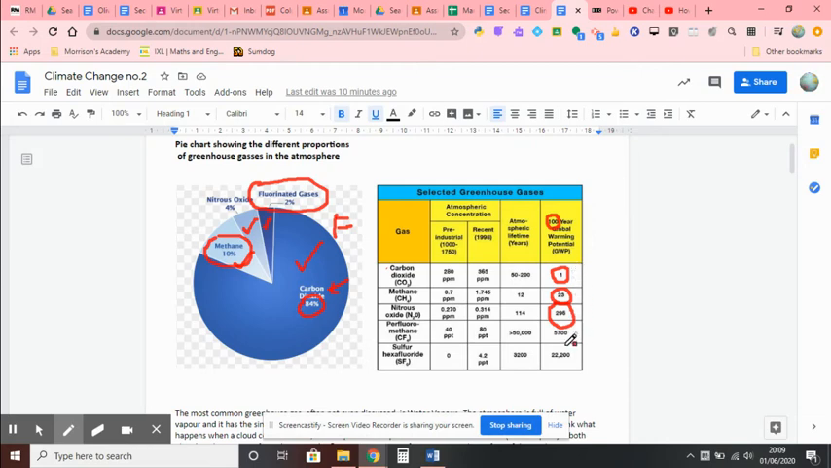And then it gets really worrying. Then we get to these two. Now, these two are both F gases, perfluoromethane and sulfur hexafluoride.